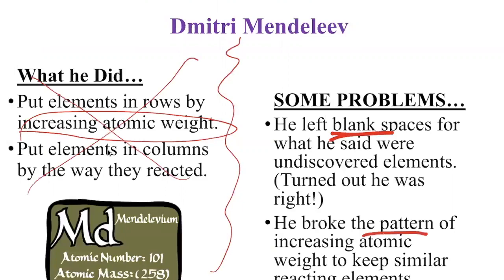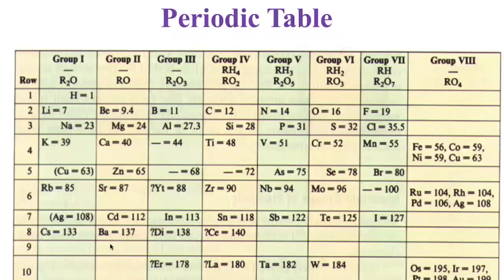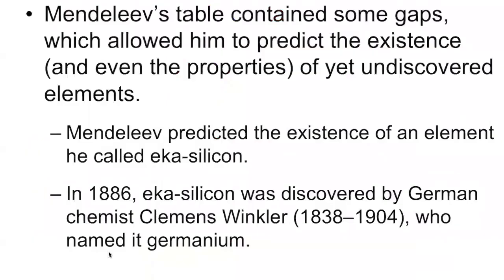And then there were some where he broke the pattern of increasing atomic weight. So it wasn't that pattern where the heavier one comes after. There were some problems with that. So this is how the old periodic table looks. His periodic table contained gaps, which allowed him to predict that there was something else out there, which now we know there was.